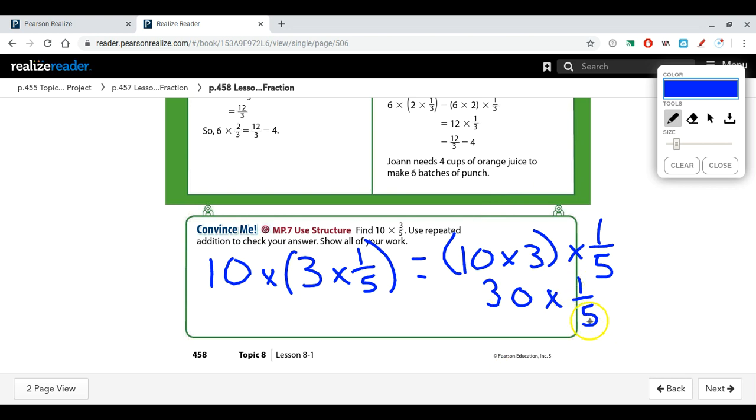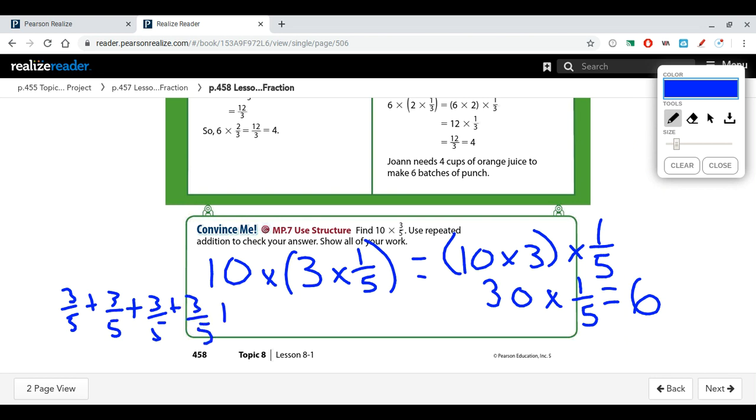So how many times does 5 go into 30? 5 goes into 30 6 times. So my answer here is going to be 6. So if I want to check that using repeated addition, what I'm going to do is 3/5 10 times. So 3/5 plus 3/5 plus 3/5 plus 3/5.